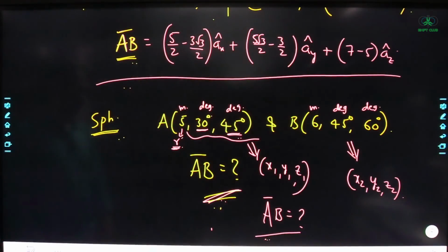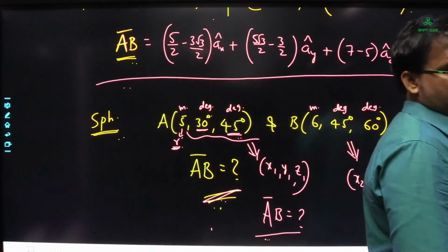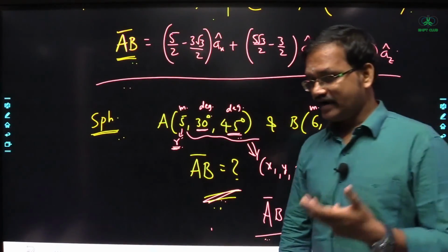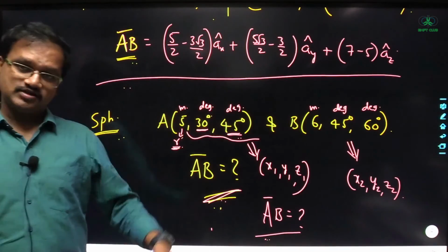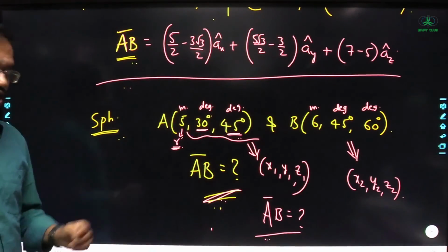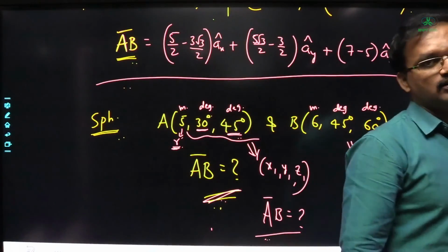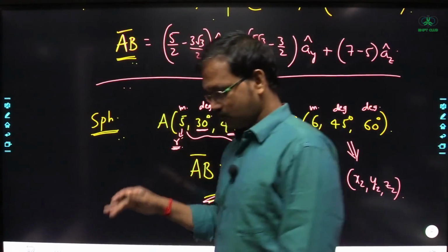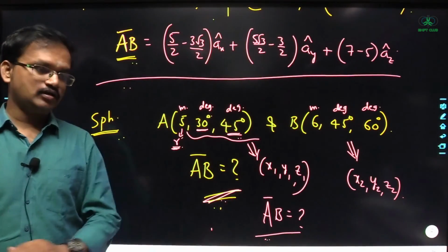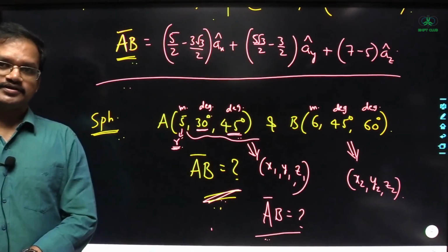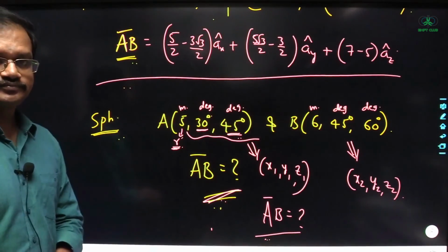So whenever they have given the coordinates either in cylindrical or spherical form, you cannot write them in vector form directly. The reasons I have explained. So what we have to do is convert those coordinates into rectangular coordinates. Once we convert them into rectangular coordinates, then only can we represent them in vector form, right? I hope it is crystal clear.